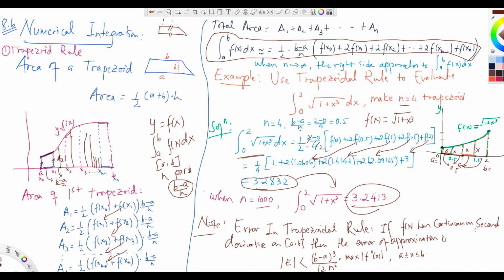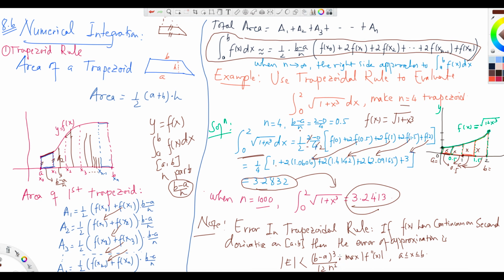If f(x) has a continuous second order derivative on [a, b], then the error of approximation is always less than (b minus a) cubed over 12n squared times the maximum of the absolute value of f double prime of x. So this is the maximum: your error will be smaller than this value. That's what it's saying.